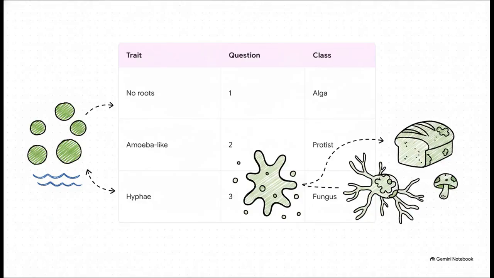So, putting it all together, you can see how perfectly this works. Our detective model categorizes the green, rootless floater as an alga with question 1. It nabs the amoeba-like spore producer as a slime mold using question 2. And it locks in the externally digesting bread mold as a true fungus with question 3. That is how you systematically apply biological rules, right there.